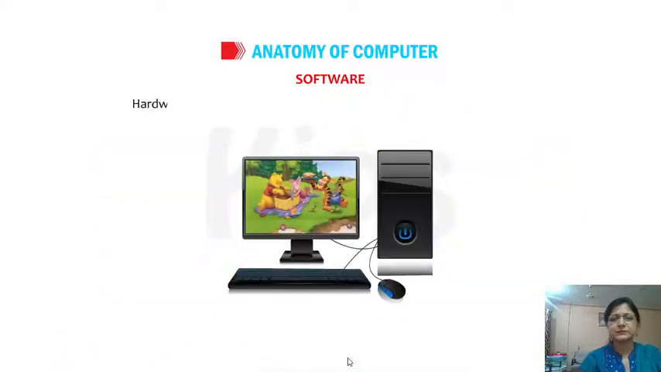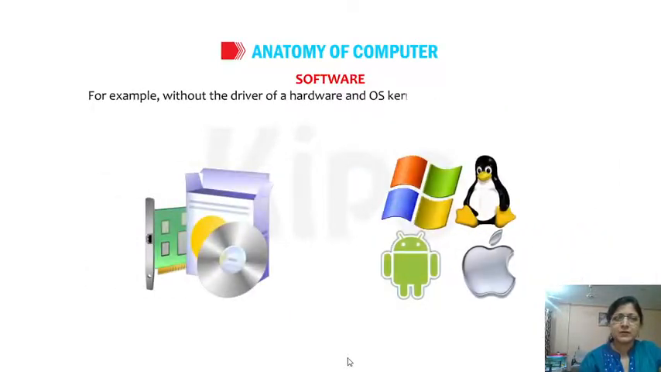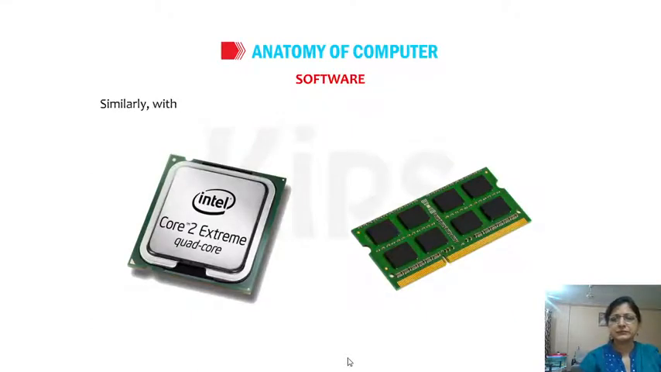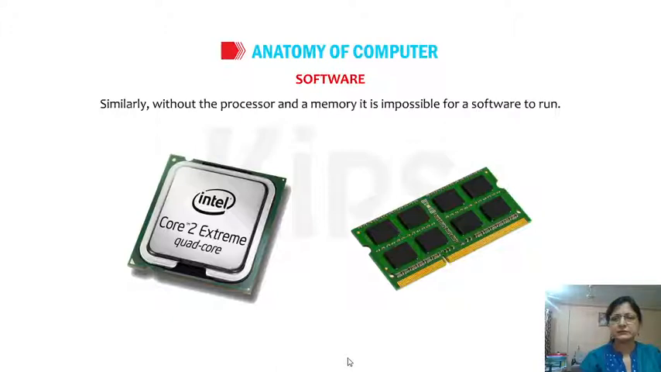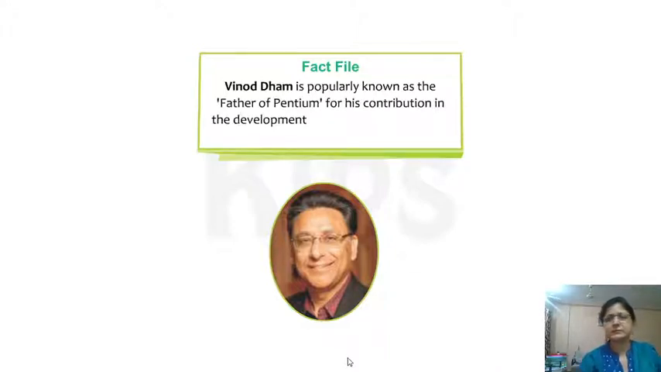Hardware and software are interdependent of each other's functioning. Without these two components, a computer cannot work. For example, without the driver of a hardware and OS kernel, a program which directly interacts with the hardware, we cannot use hardware. Similarly, without the processor and a memory, it is impossible for a software to run. Do you know Vinod Dham is popularly known as the father of Pentium for his contribution in the development of the Pentium processor from Intel?